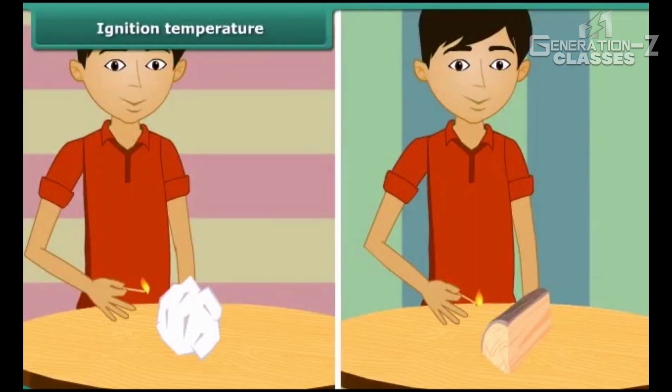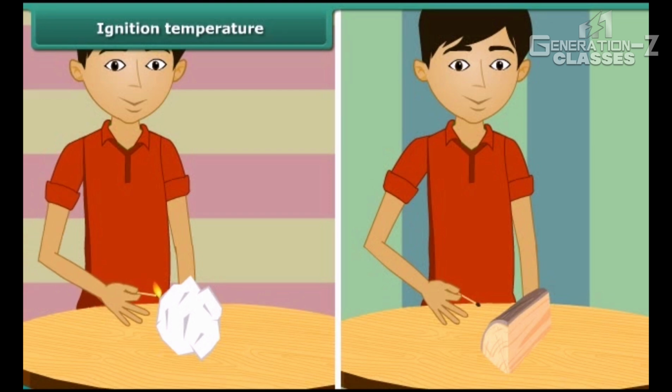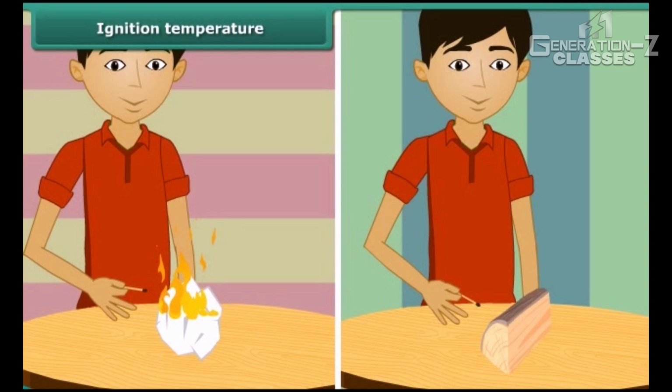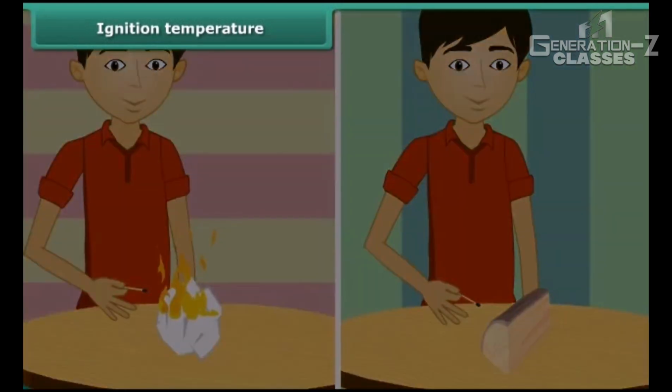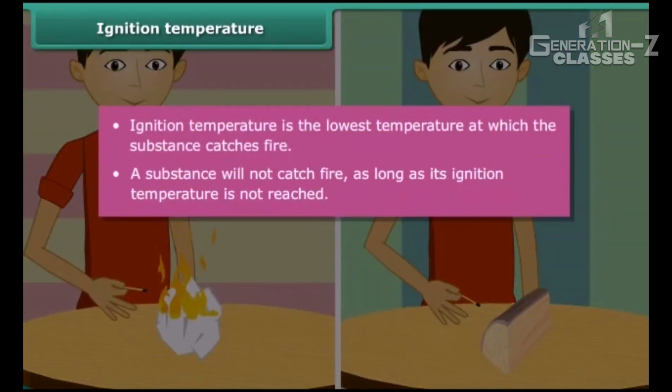We just saw that a paper burns when lighted with a matchstick. Now bring the matchstick close to the piece of wood. The piece of wood does not catch fire. One lighted matchstick is not able to burn the piece of wood, but a piece of paper burned quickly. This is because a piece of wood has not reached its ignition temperature. Ignition temperature is the lowest temperature at which the substance catches fire.